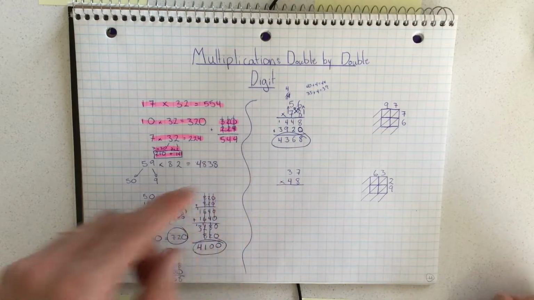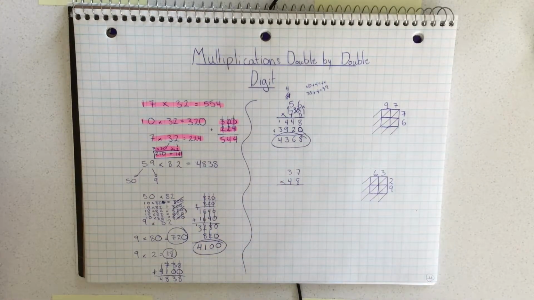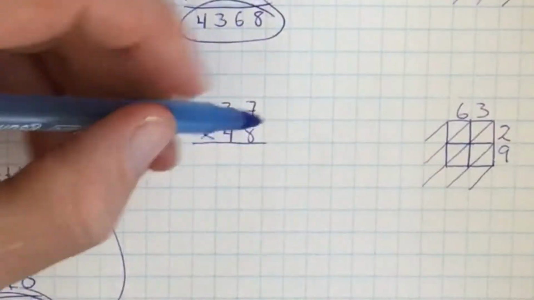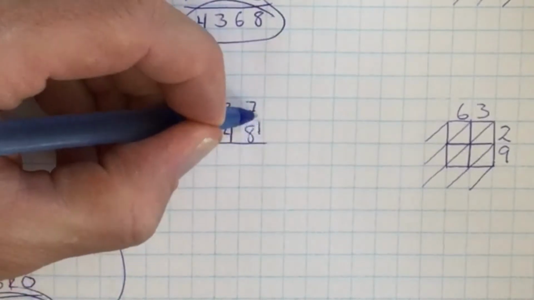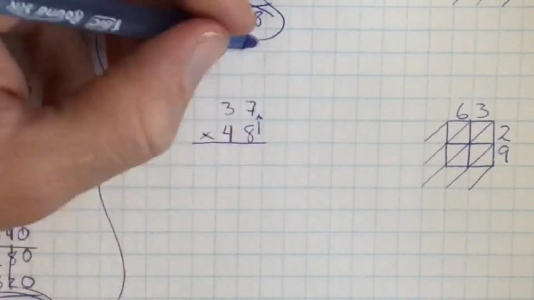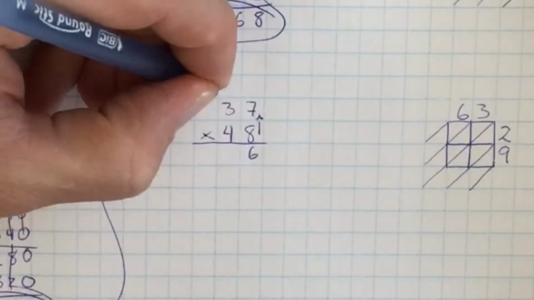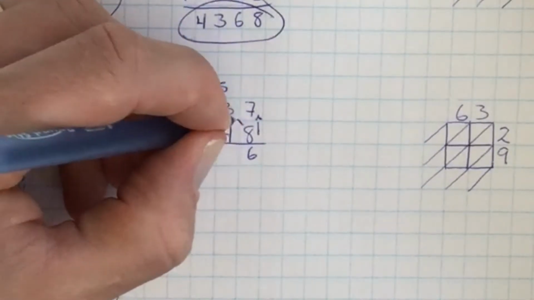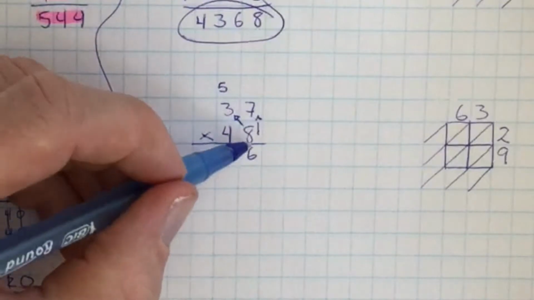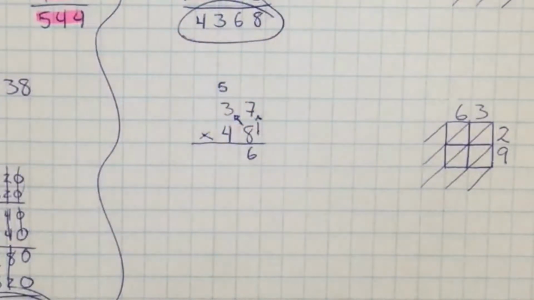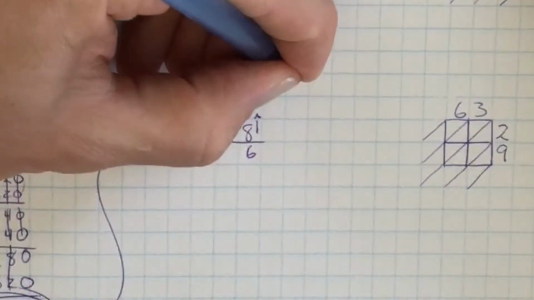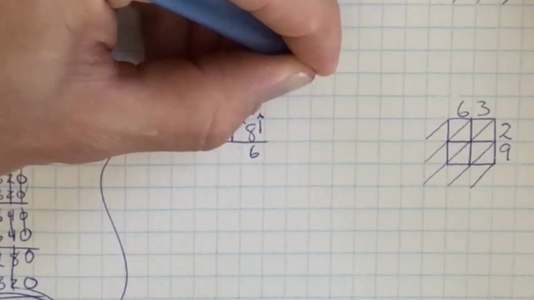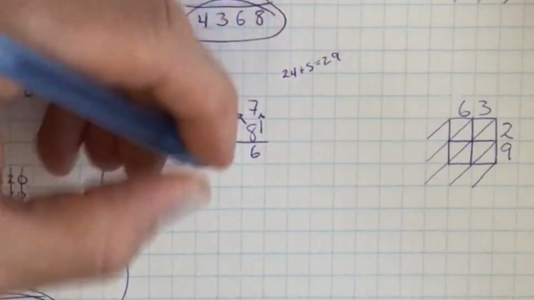We're going to do this one now. We're going to do 37 multiplied by 48. And we're going to start off with the same process. 7 multiplied by 8, 56. We're going to regroup our 5. We're going to go diagonal. 8 multiplied by 3 is 24. 24, add 5, equals 29.